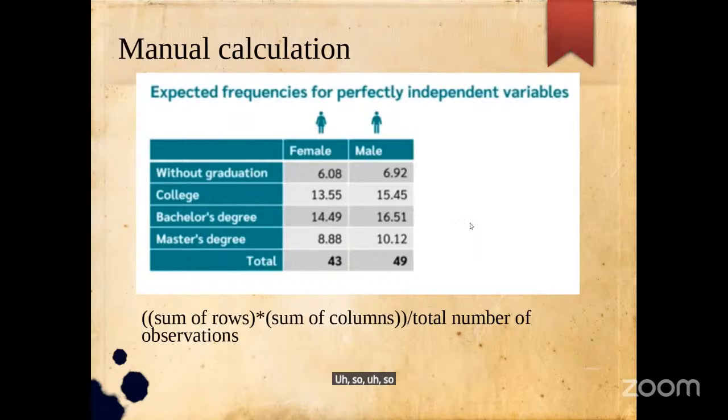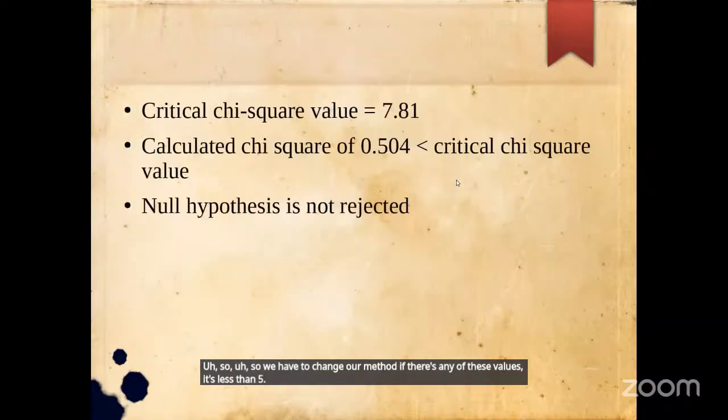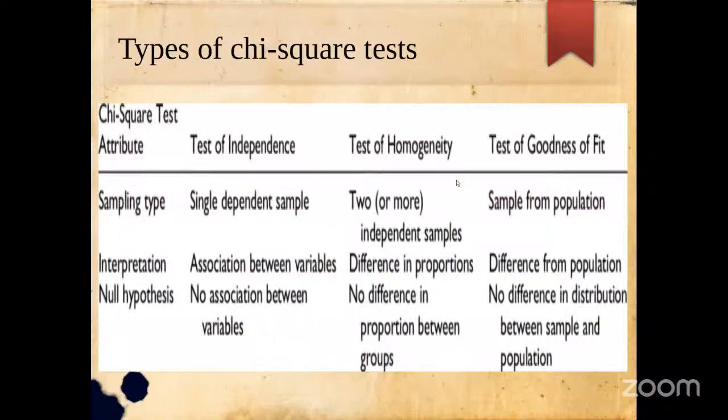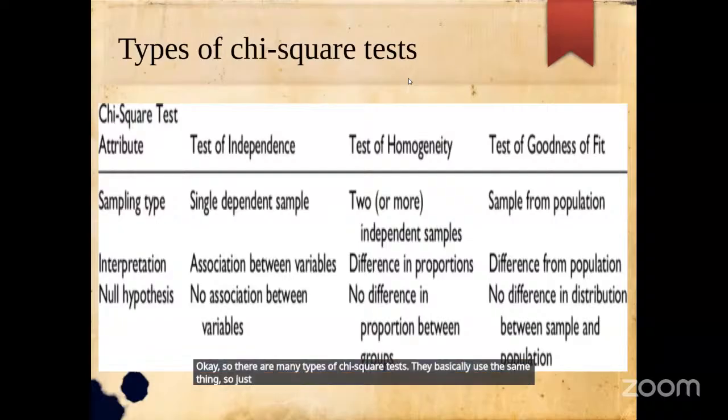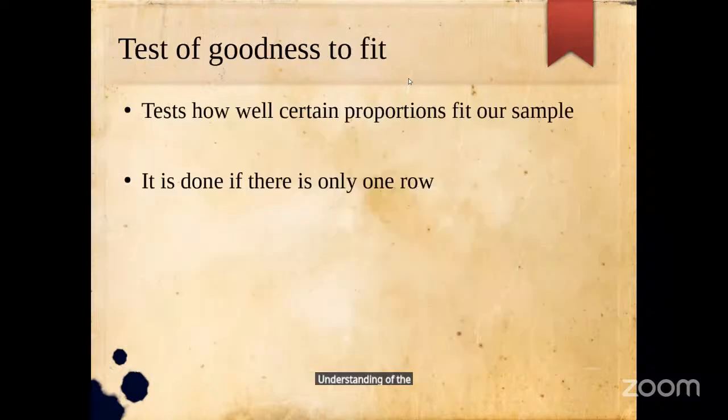So we have to change our method if any of these values is less than 5. Okay. So there are many types of chi-square tests. They basically use the same thing. So we just need an understanding of the various types.